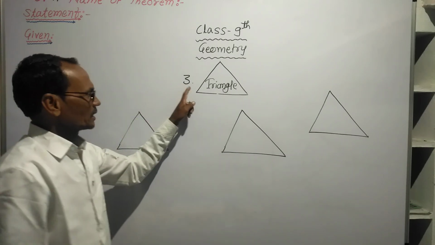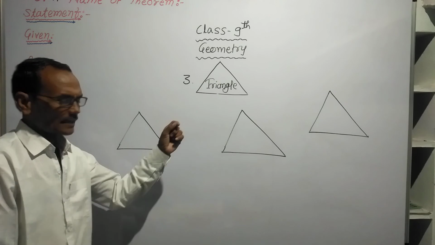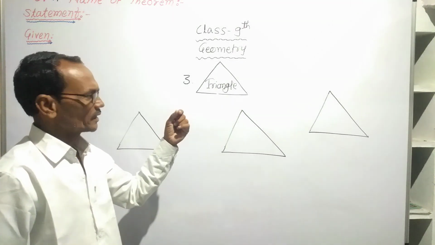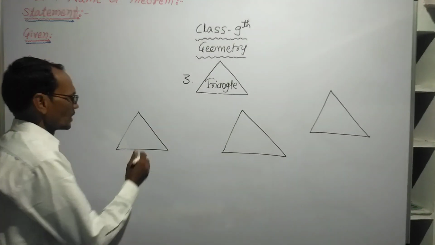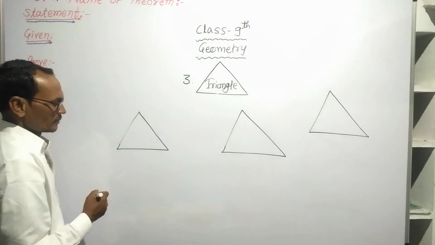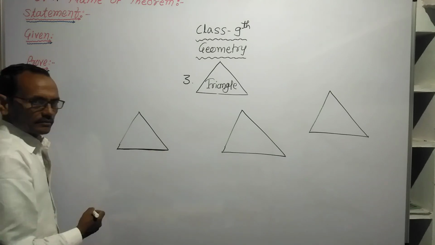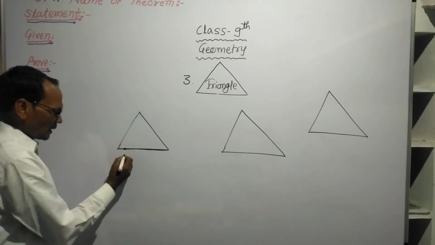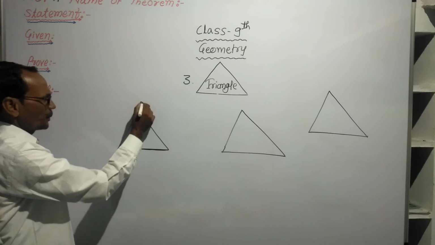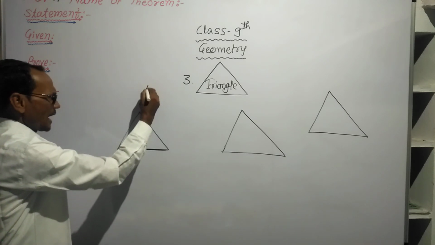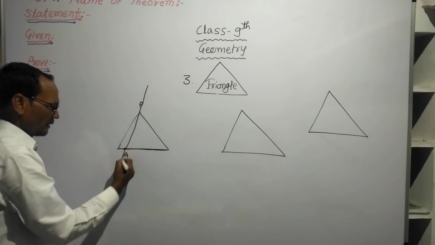In chapter number 3, triangle, I want to tell you some concepts again. Cevian. This is the side which contains infinite points. I want to join the point A with the vertex P. This line is known as a cevian.